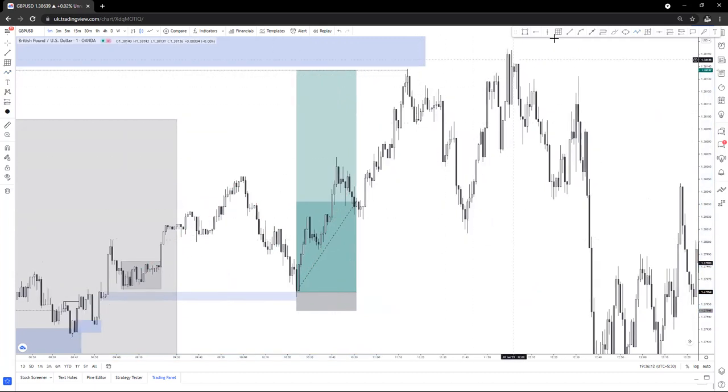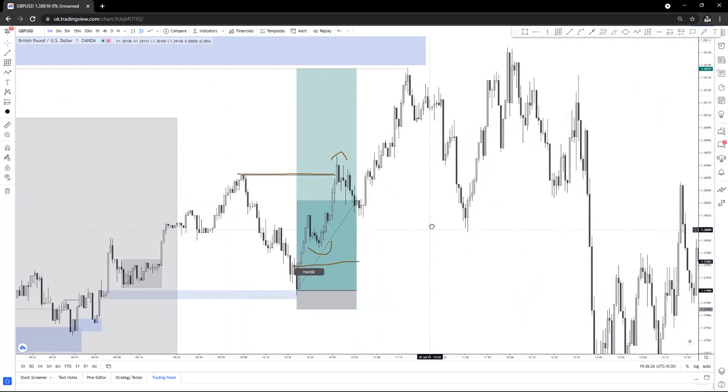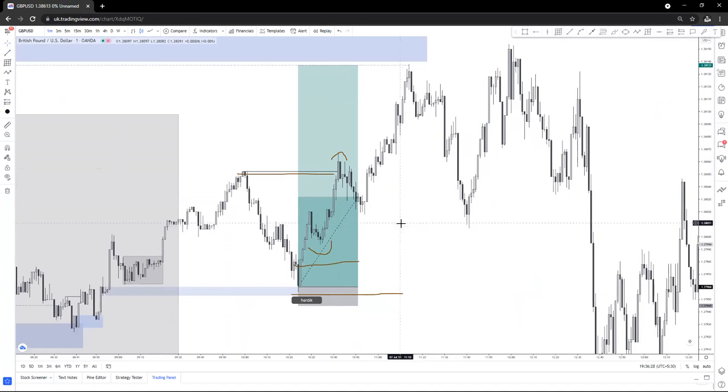So I have a question. Won't this be considered a new high? Because we do have inducement here. But yeah, the distance is too much, right? The distance is too much. Okay, you see, there was no inducement for this.